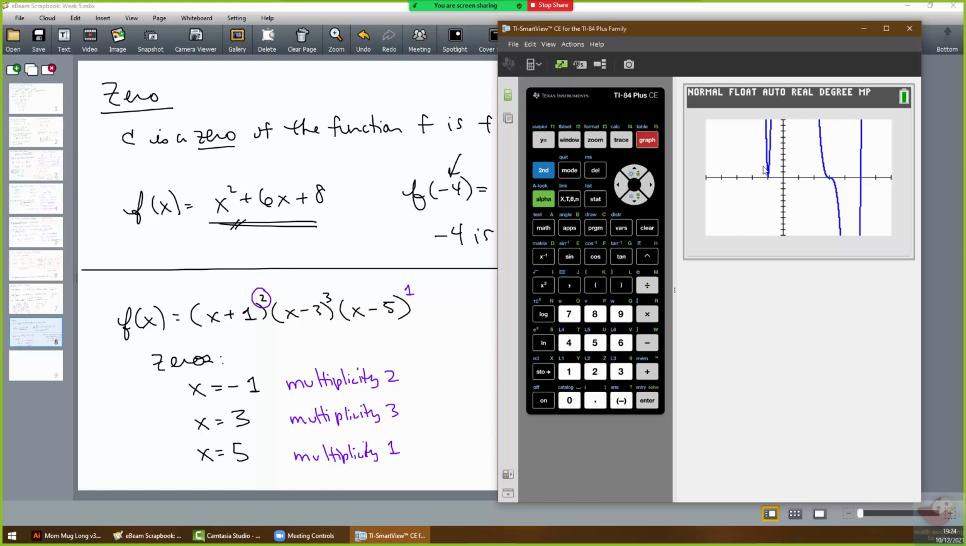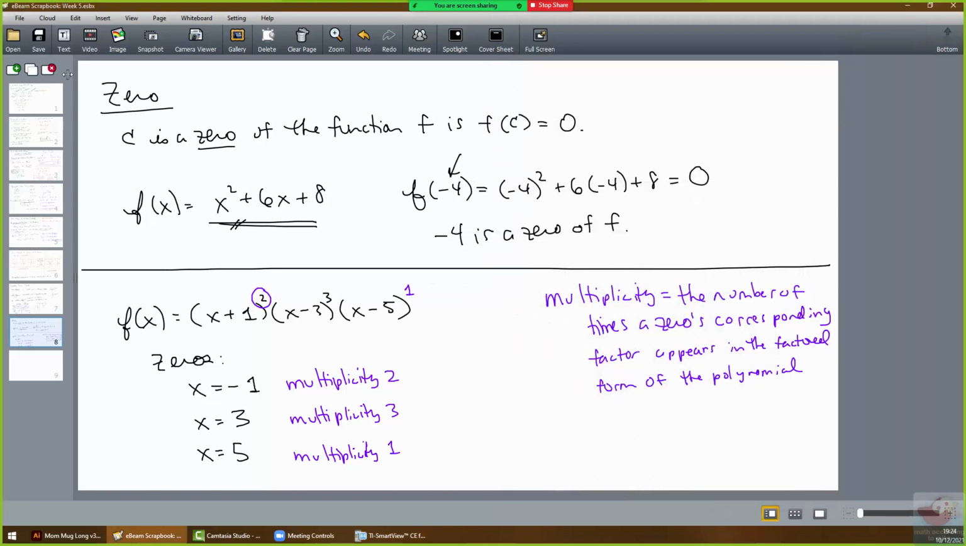Notice to the left of -1, it's above the x-axis, and to the right of -1, it's still above. To the left of 3, it's above, but then to the right, it's below. And then notice at 5, it's the opposite. It went from below to above. To generalize this, I'm going to minimize this real quick. When the multiplicity is even, the graph touches the x-axis.